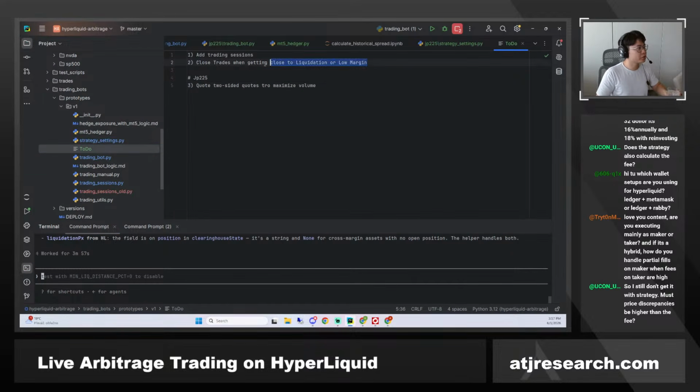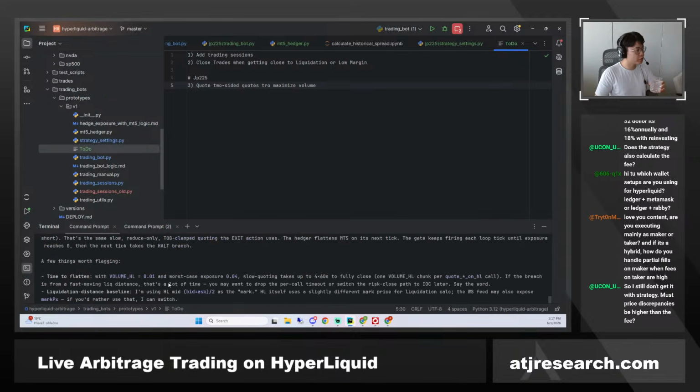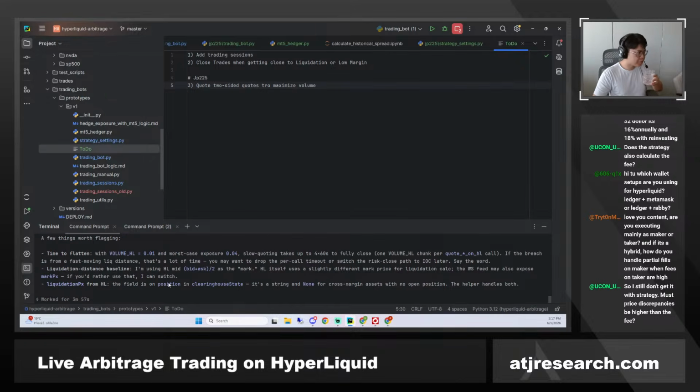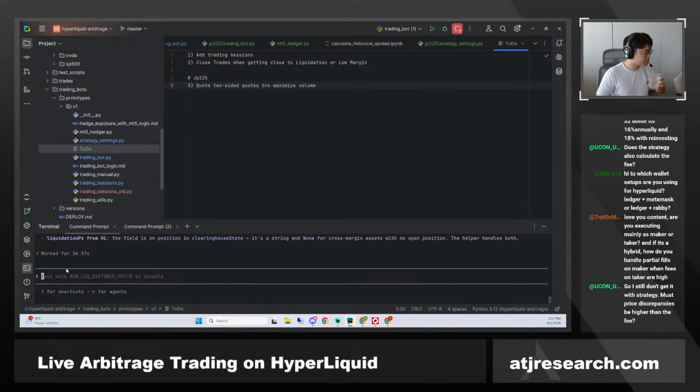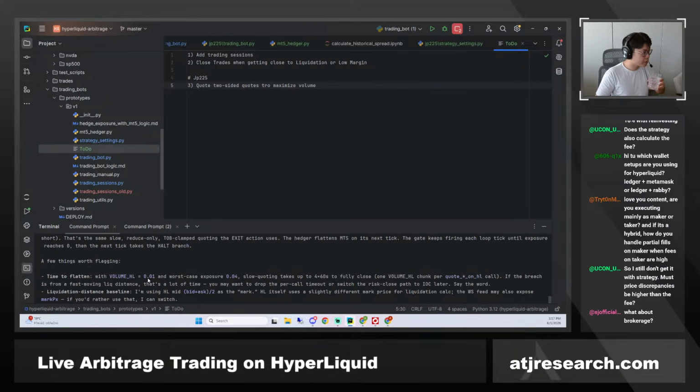So again, I want to close my trades when I approach low liquidation. And I don't think I have time to test this today. I'll test it maybe on a testing account in the evening, but this is definitely something important that we have to implement in our strategy.